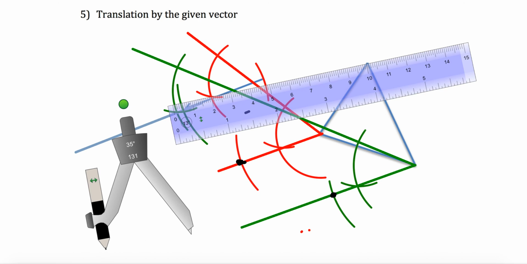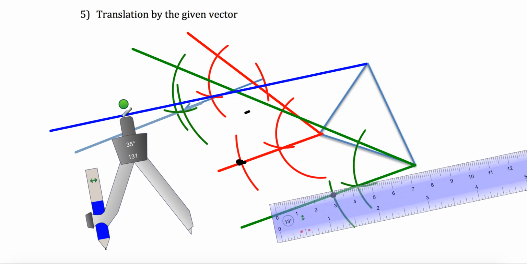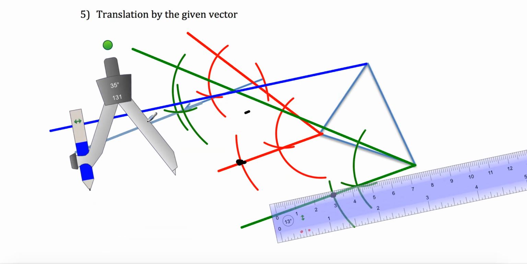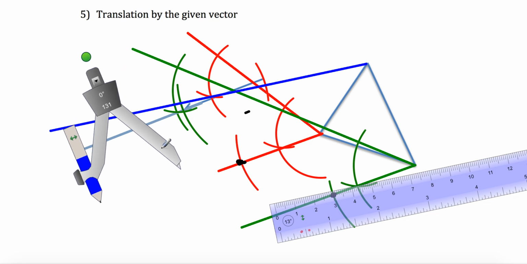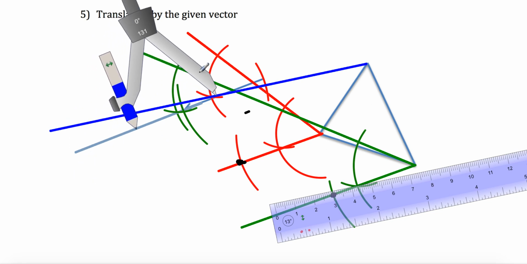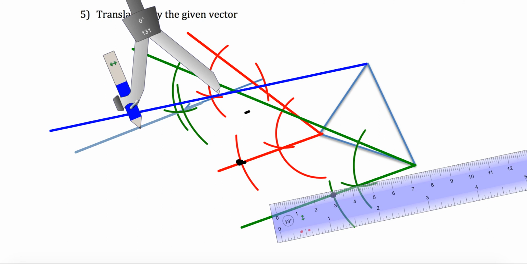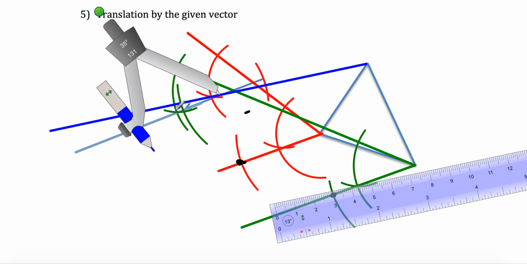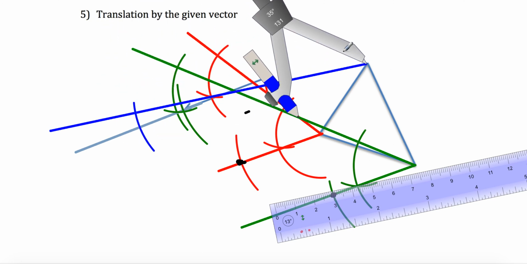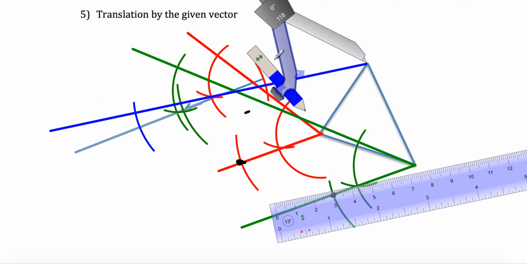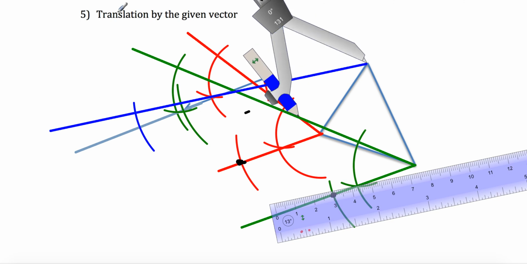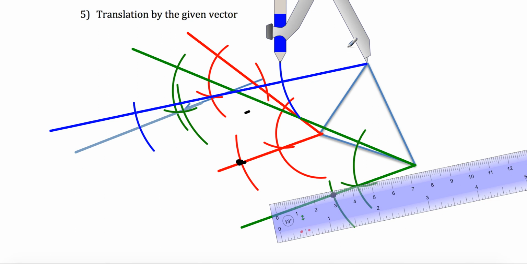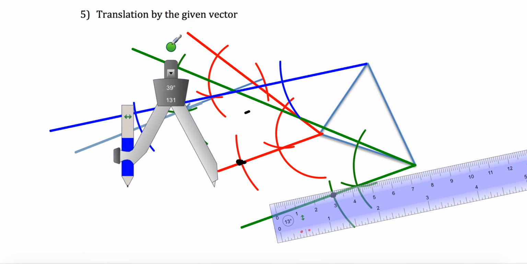This one I'm going to do by the blue. By extending it further, I can have a little bit bigger spread. And then that's the first arc. That's the first arc.